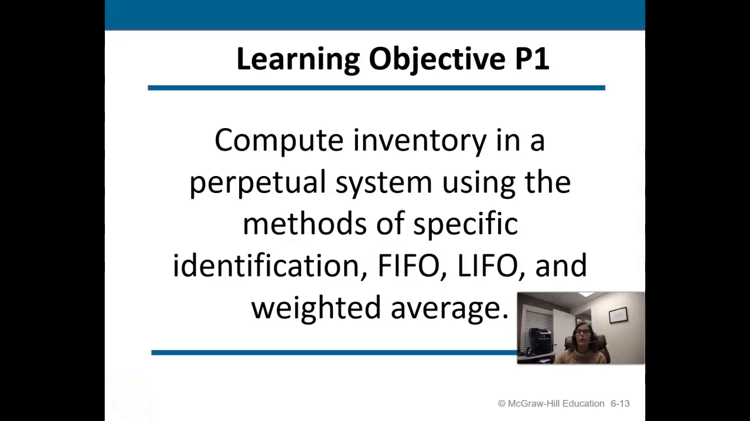We're going to continue our discussion of inventory by talking about the specific identification, LIFO, FIFO, and weighted average, but we're going to be doing it under the perpetual method. There's another method called the periodic method, and that's something that's talked about in the appendix to this chapter, and we'll address that briefly after I get through talking about all of these methods using the perpetual system.